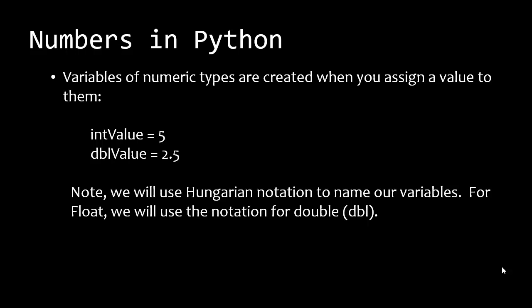Variables and numeric types are created when you assign a value to them. I mentioned that before. So in this case, intValue equals 5 and dblValue equals 2.5. I want you to note something really fast: we use Hungarian notation for variable names. For float, we'll use the notation for double that we've used before in other languages. So dbl, double, will be our Hungarian notation for float. You got that? So name all your floats dbl, and we should be fine. All right, cool.